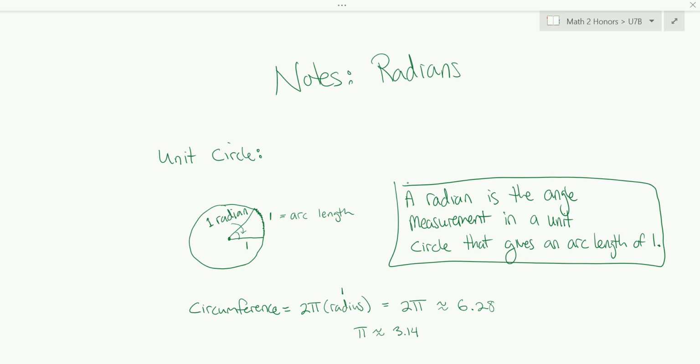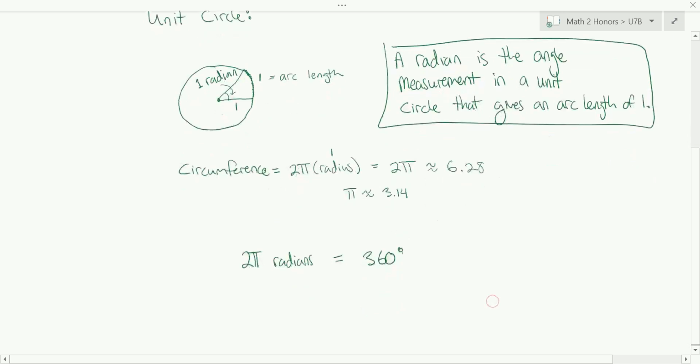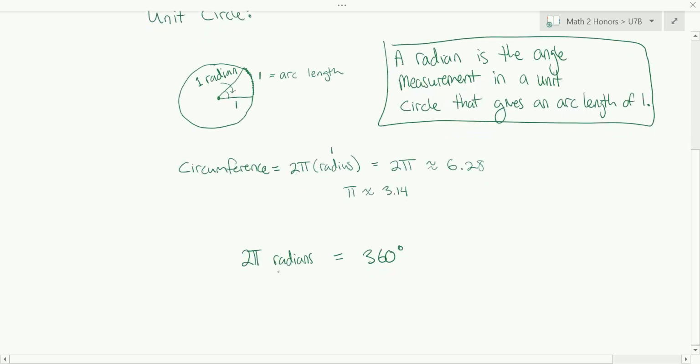So in degrees, a full circle is how many degrees? 360. Now I'm telling you a full circle is 2 pi radians, and so now we have a conversion factor there. Because of this fact, 2 pi radians is equal to 360 degrees. And to simplify this even further, we're just going to divide both sides by 2, and we're going to say pi radians is equal to 180 degrees.